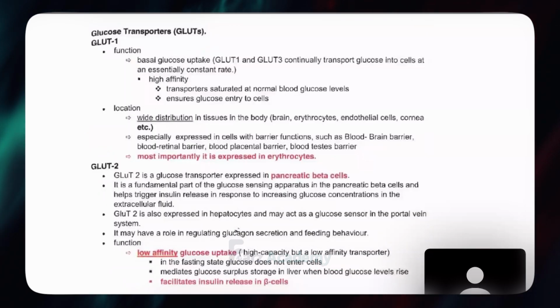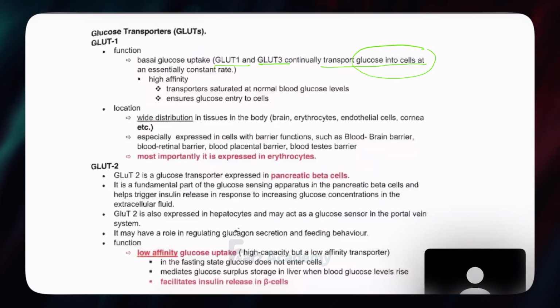So GLUT1 and GLUT3 continuously transport glucose into the cells. They are widely distributed, including the brain, RBCs, and endothelial cells. This one is important and has been asked multiple times. They are expressed mostly in the erythrocytes.